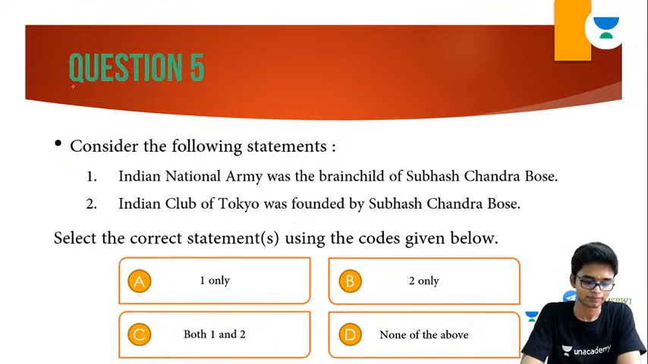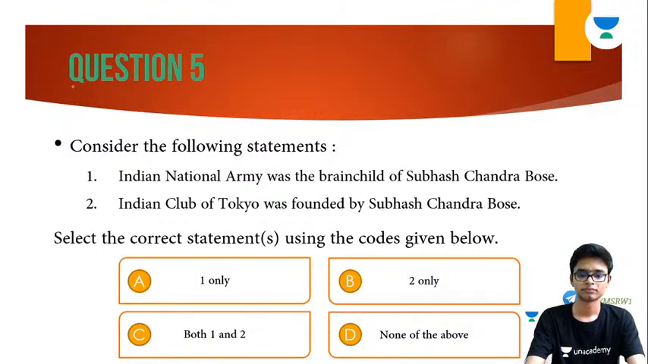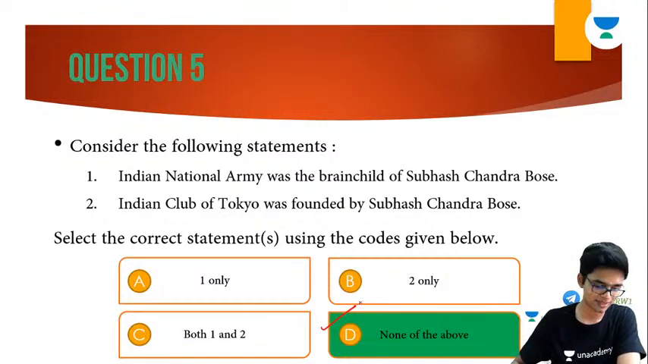Question 5. Any guesses? Okay, Seema is saying it is C. 5 is C. Alright. I will wait for 5 more seconds. Saubhagya saying C. Satya saying D, none of the above. Okay, I got 3 answers. So I think I will explain it now. Correct answer is indeed D, none of the above. Satya Pandey, very good.